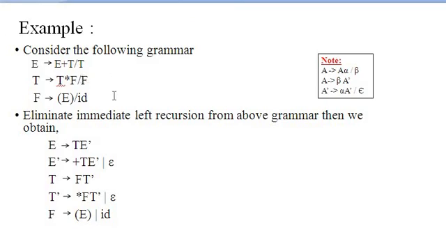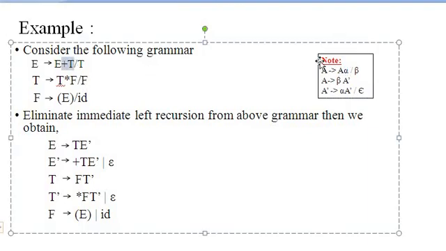So eliminate immediate left recursion from the above grammar. Then we obtain E gives, compare this grammar with this one. E gives E plus T or T. So here this E is your A, gives A, it means this E. Alpha is your plus T, and beta is this T. So compare to this, then convert into A gives beta A dash, A dash gives alpha A dash or epsilon.